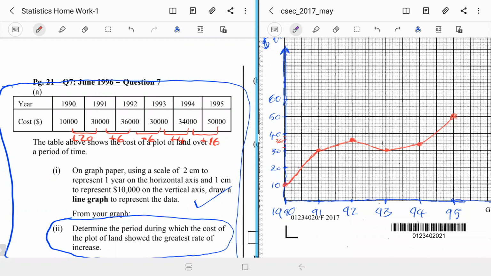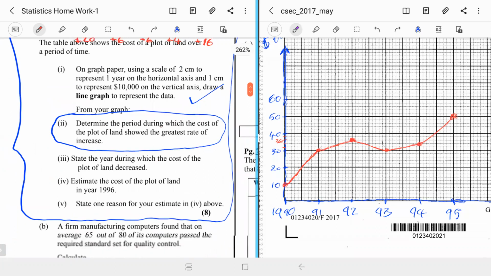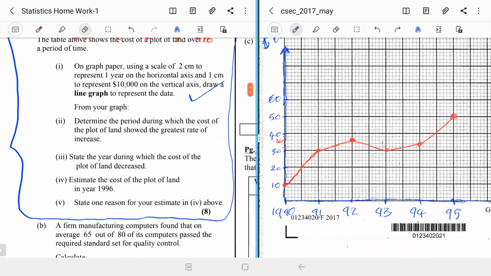So actually you're correct. It's the first one and the biggest increase, plus 20. So the answer for this one, the period during which the greatest increase occurred, is 1990 to 1991. No, students, you cannot just say 1990.